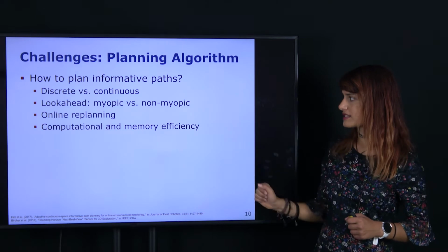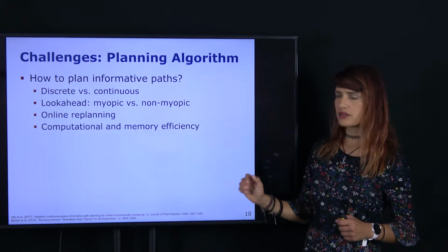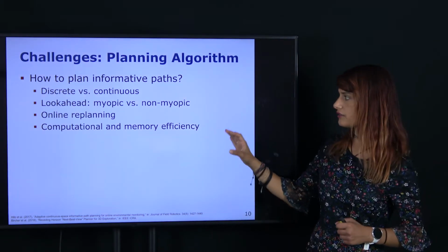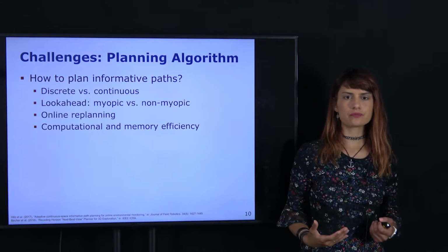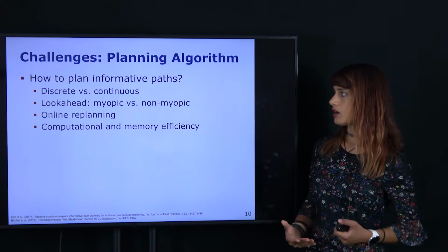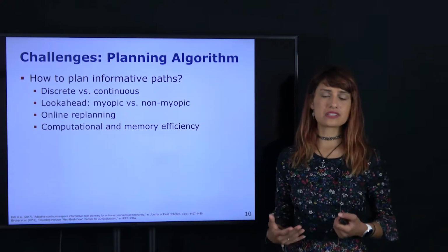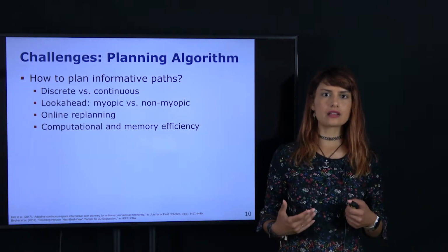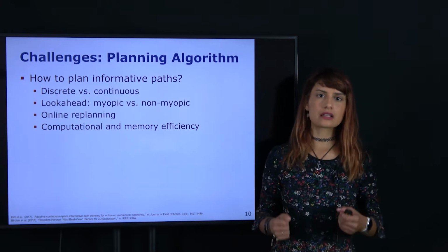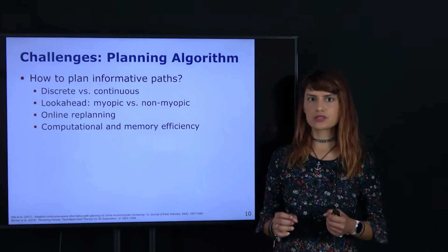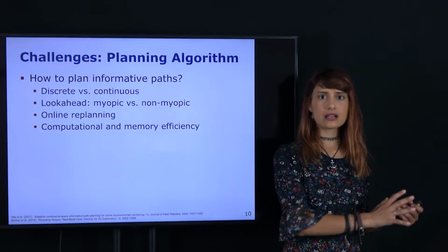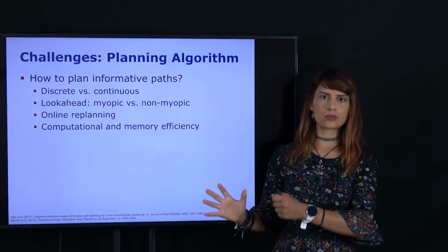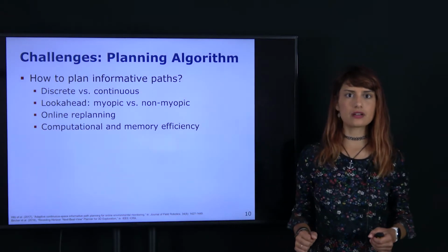So bringing all these aspects together, one final aspect is that of computational and memory efficiency of a planning algorithm. And a theme that we start seeing arise here is the fact that in informative planning, a key trade-off arises between the quality of informative paths that we plan for data collection and the computational and memory efficiency of our algorithms.